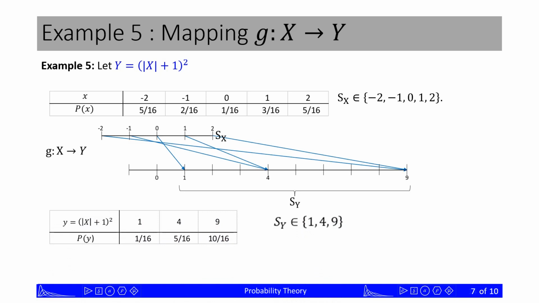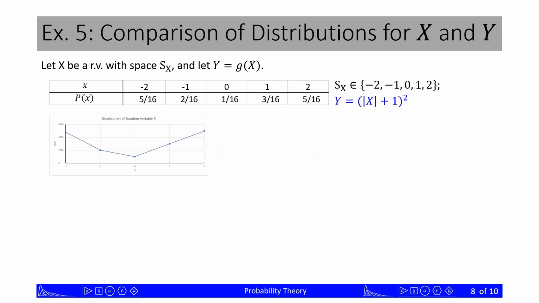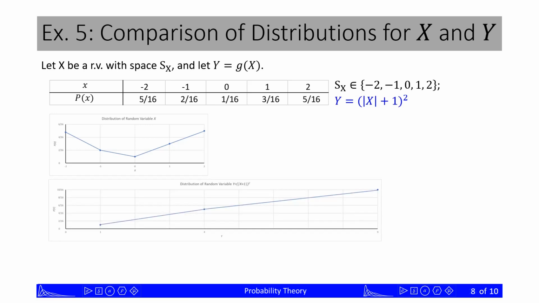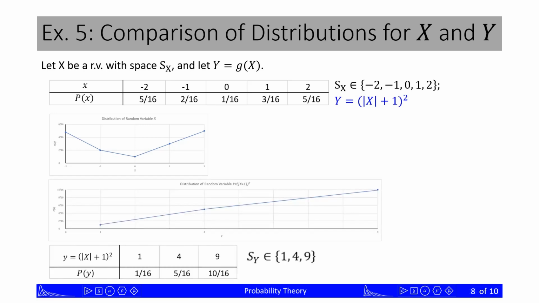The probability distribution for y is provided in the table. We again compare the graphs of x and y to see the effect of the transformation. We started with the U-shaped distribution x centered at x equals 0. The distribution of y is strictly increasing. Now let's walk through step by step the effects of the transformation.